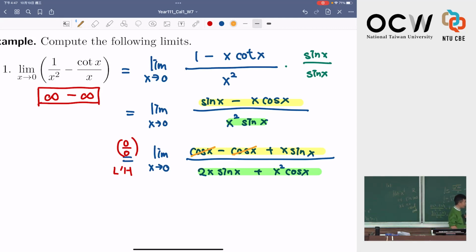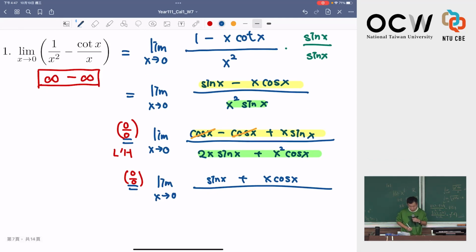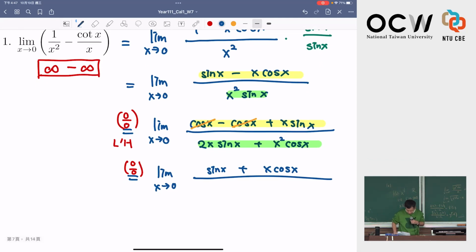I know some of you are very smart. You probably can read out the limit already, but I'm an idiot. So I will realize that, oh, this is again 0 over 0 form. So let me L'Hopital again. If I L'Hopital again, then the numerator becomes sine x plus x cosine x. The denominator, okay? Oh, sorry, I can do one more thing.